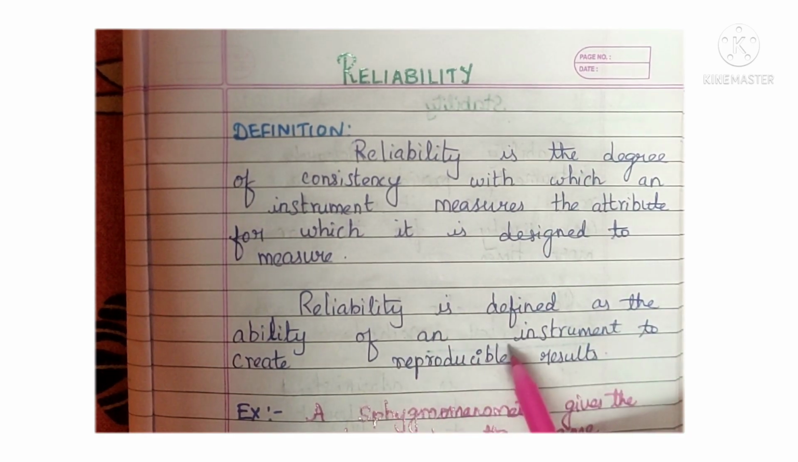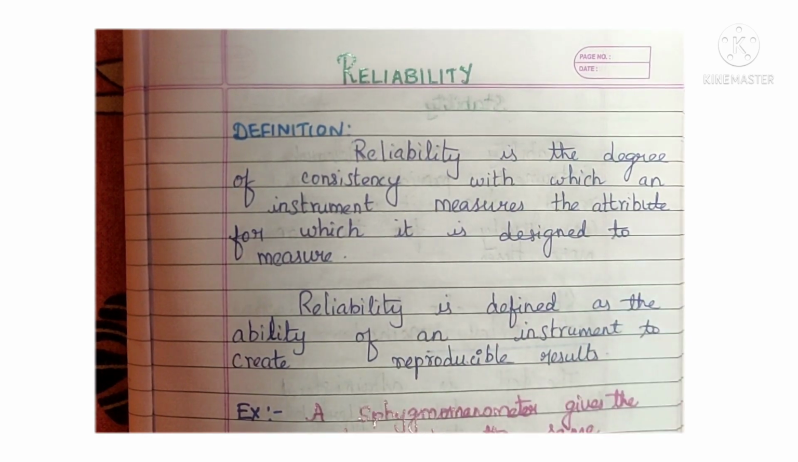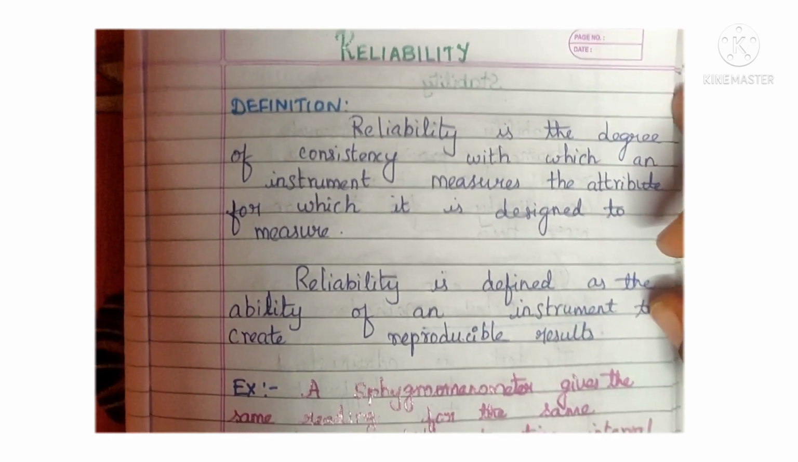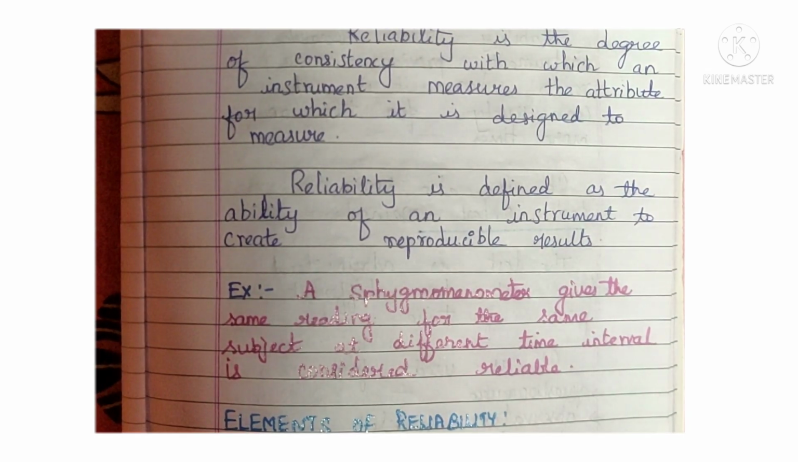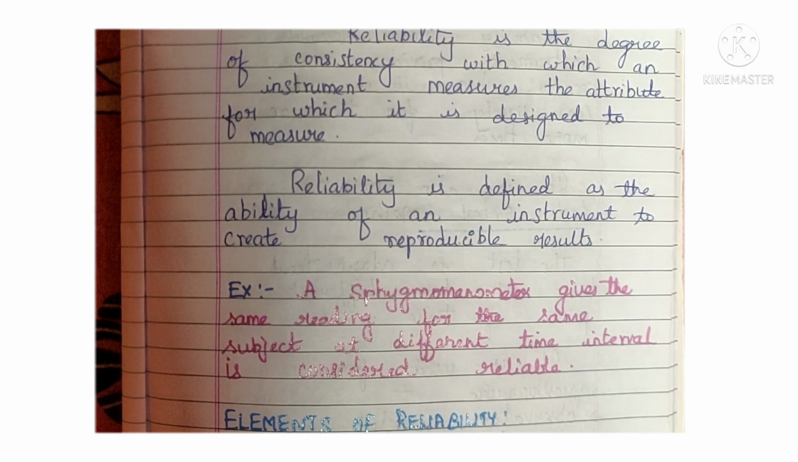So reliability is defined as the ability of an instrument to create reproducible results. What do reproducible results mean? For example, suppose you are using a sphygmomanometer to check the BP of an adult at different times on the same day. Now I am checking BP and it shows 120 by 80. After half an hour, if I check with the same apparatus and it shows 120 by 80, and after another half an hour it again shows 120 by 80, then you can tell that the instrument used for measuring blood pressure is reliable.